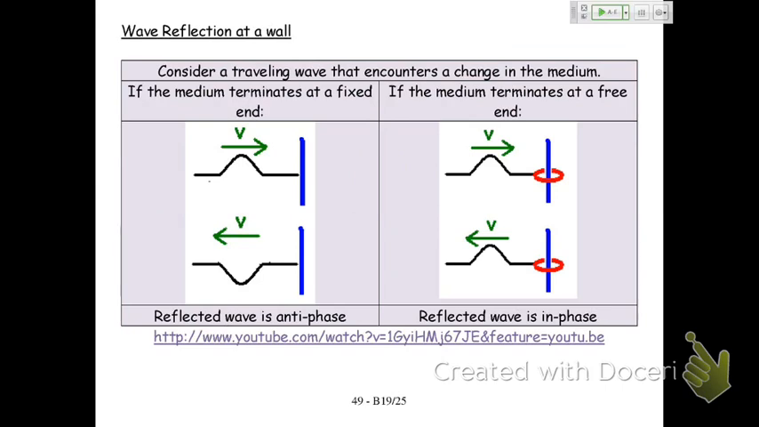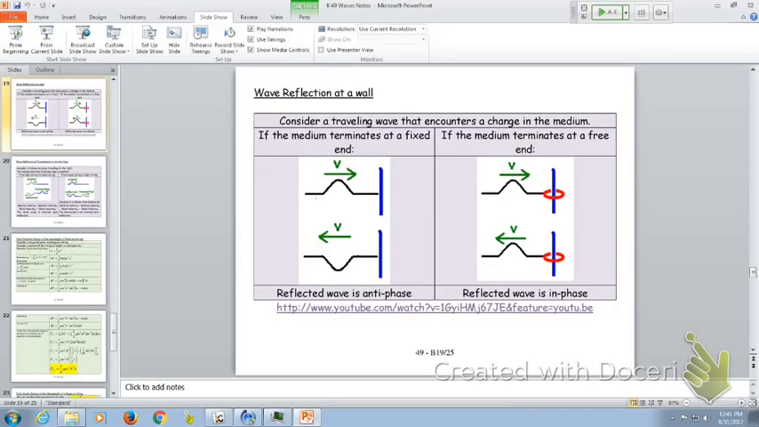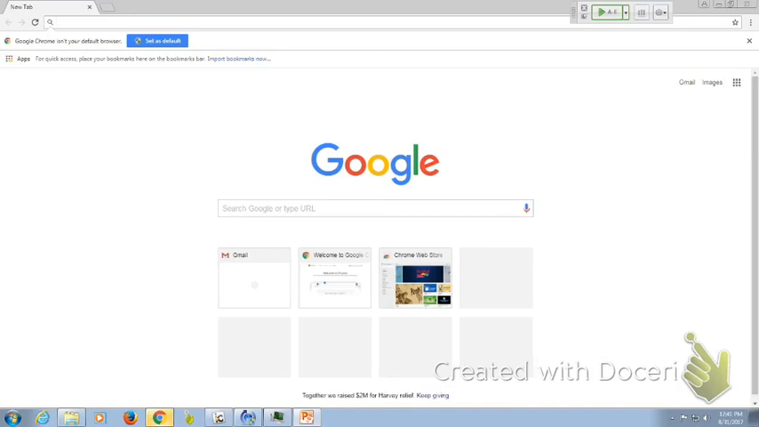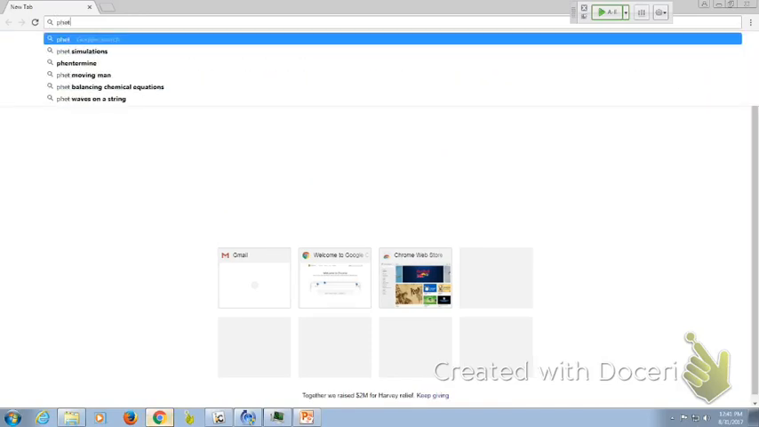I did show you the PHET site, did I? Or did I not show you that? Oh, I need to show you that. So let's do that now. Let me just jump out of here. I'm going to go here. I'm going to type in PHET.